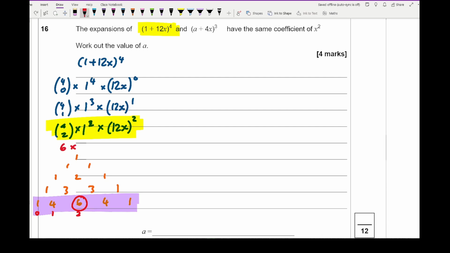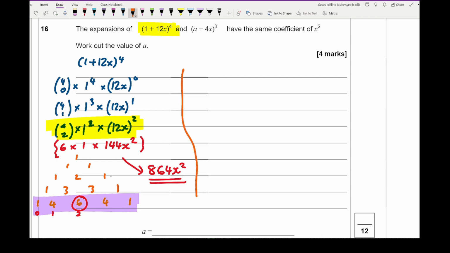That's 6 times 1 multiplied by 144x squared. So simplifying all of this, 6 times 144 gives me 864x squared. Then if I work with the second term, which is a plus 4x cubed.